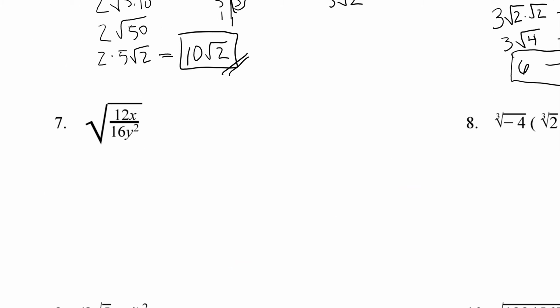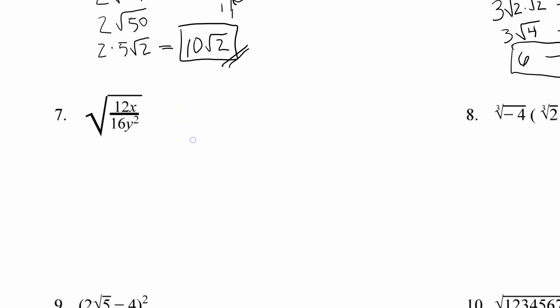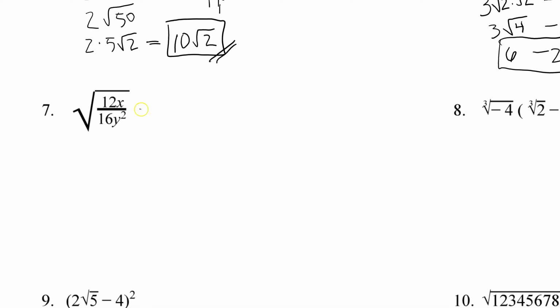All right, number 7. So we've got the square root of 12x over the square root of 16y squared. Let's just see here a second. The square root of 12x over the square root of 16y squared.